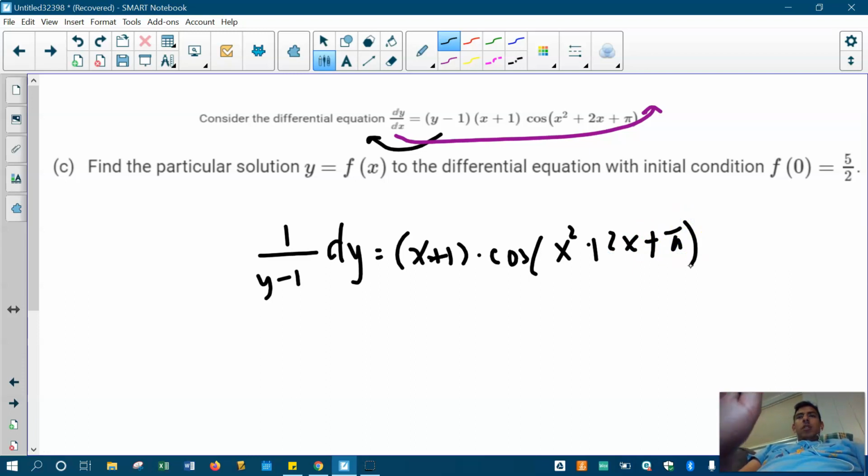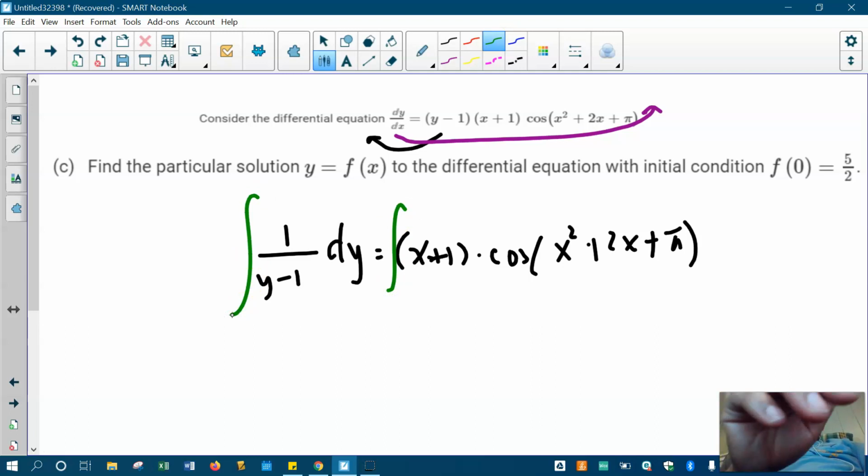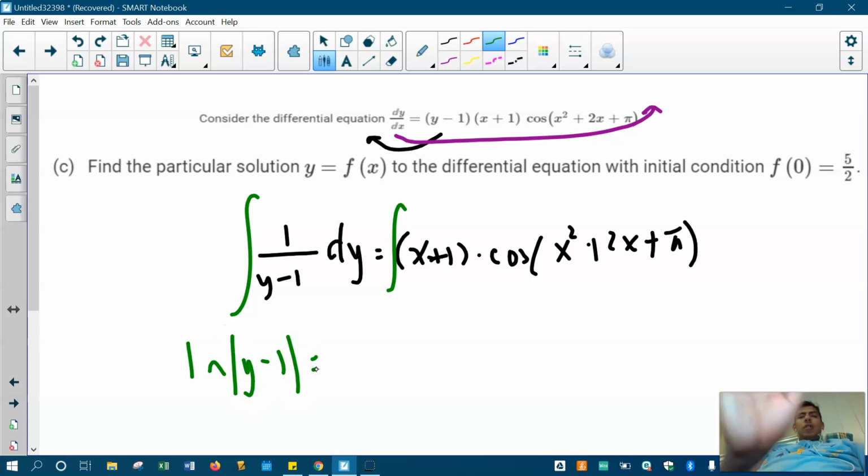Okay, first let's integrate before I start talking. Antiderivative on the left is natural log absolute value of y minus 1. I'll let you try to recognize that that's true. For this one, see if you can recognize if I do a u substitution here, that u equals x squared plus 2x plus pi.